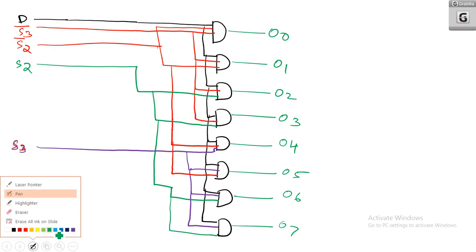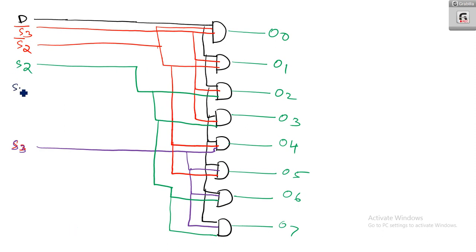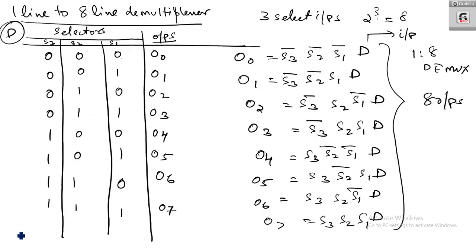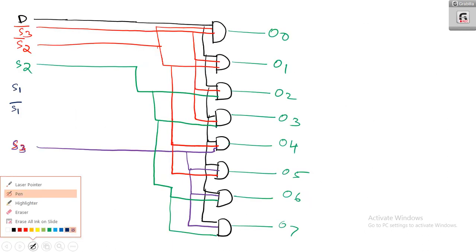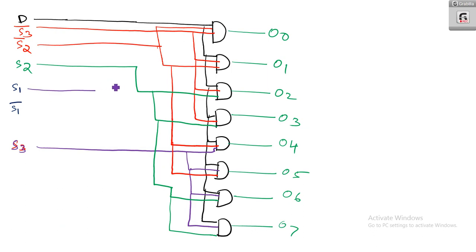Now coming into S1 and S1 bar. S1 is there for 1, 3, 5, 7. So you can draw directly. S1 is there for 1, and from there you can have 3. Now coming into 5, and the last one is 7.